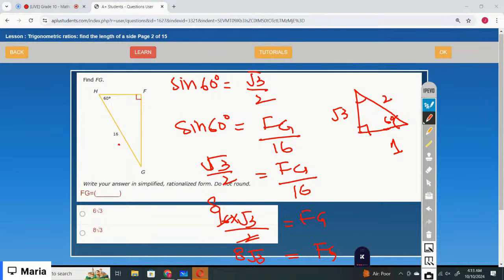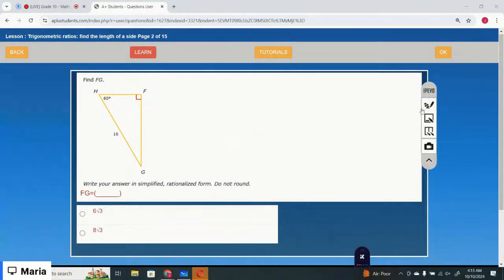So basically you have to compare this triangle to the 30, 60, 90 triangle. Here are the measurements of the 30, 60, 90 triangle. According to this triangle, sine 60 is square root 3 by 2. Then you have to evaluate sine 60 for the given triangle, which is FG over 16. Calculate the value of FG, that is 8 square root 3. Option number 2 is the correct option. Got it? You can complete the lesson by yourself later today. Let me move on to the next lesson.